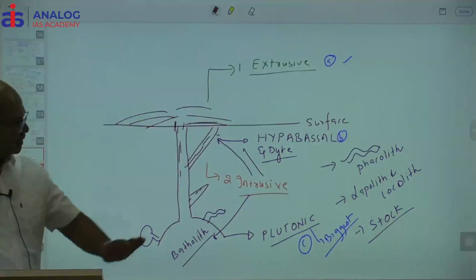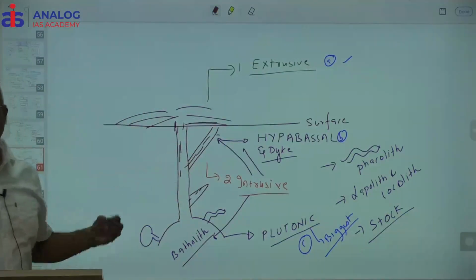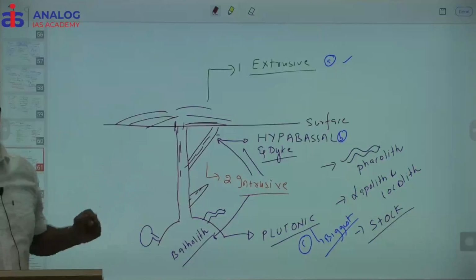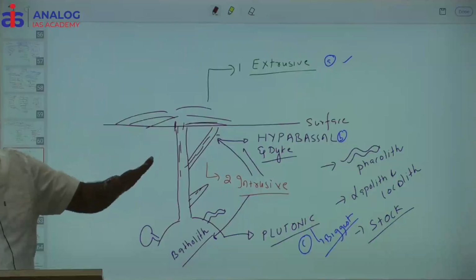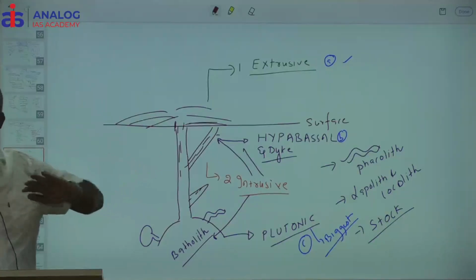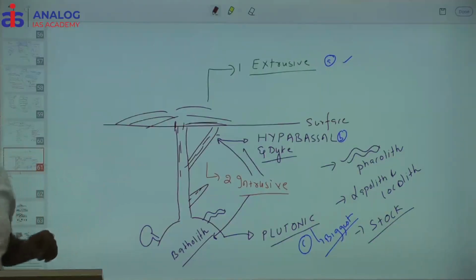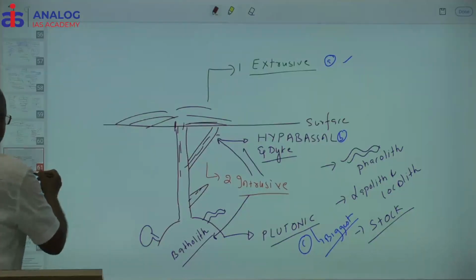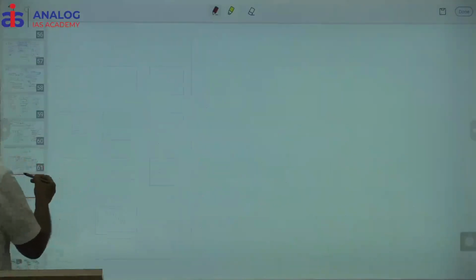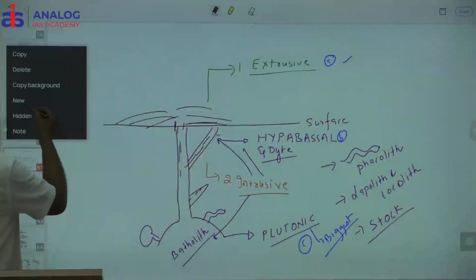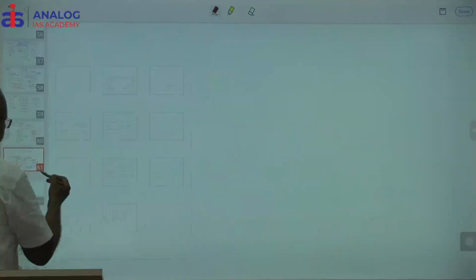Is it clear? So remember this image. If any question is asked, try to write them. And igneous rocks: no fossils, no layers. Is it clear? Now, the second type of rocks we refer to as sedimentary rocks.